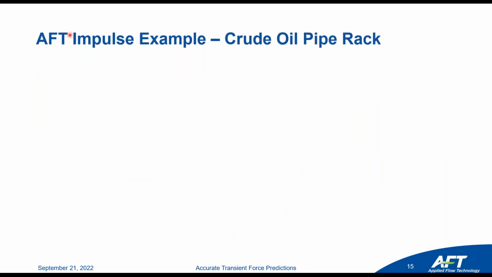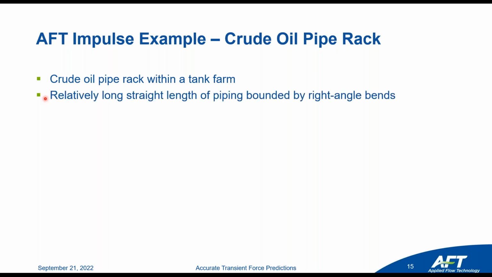All right, so an example here, this is going to be a crude oil piping rack. And this example is built off of similar types of systems that we've seen. So this isn't just an example constructed to show cases where these terms are big. This is a system that we believe is reasonable. So it's going to be modeling a crude oil pipe rack within a tank farm. So we have a relatively long straight length of pipe bounded by two right angle bends. So this elbow pair that we've been talking about.